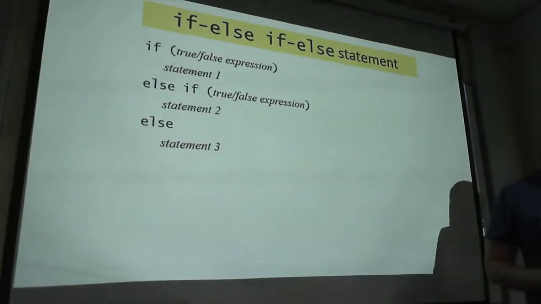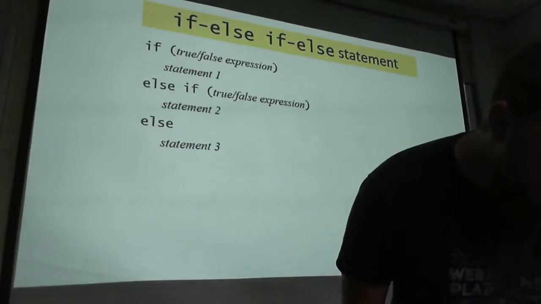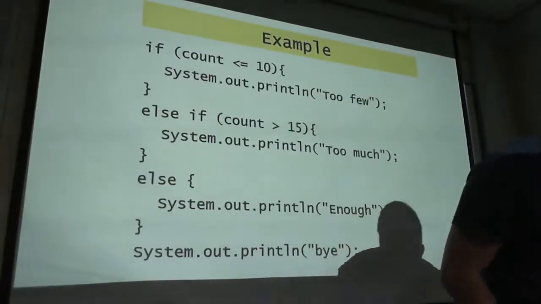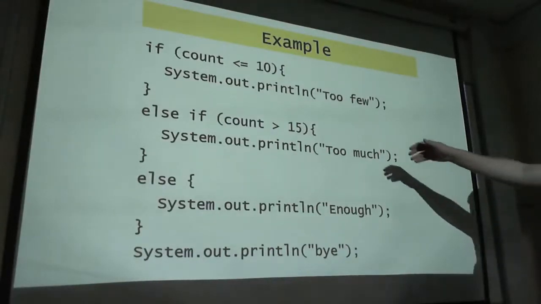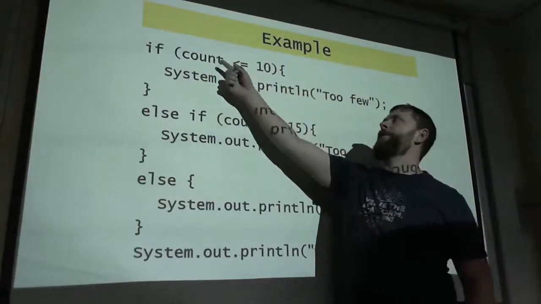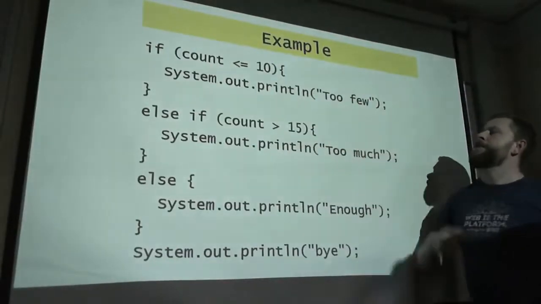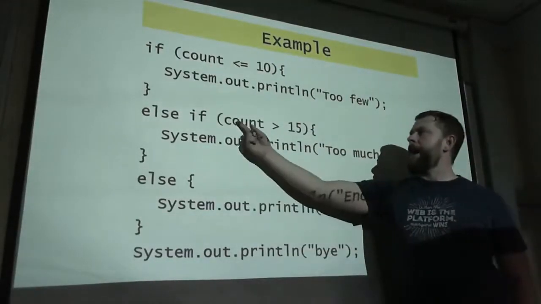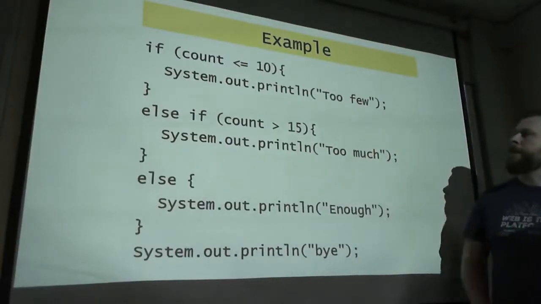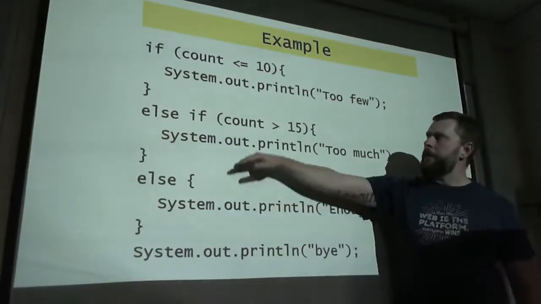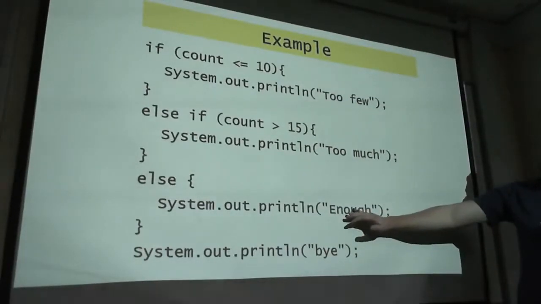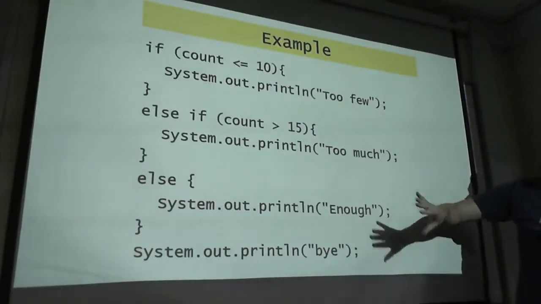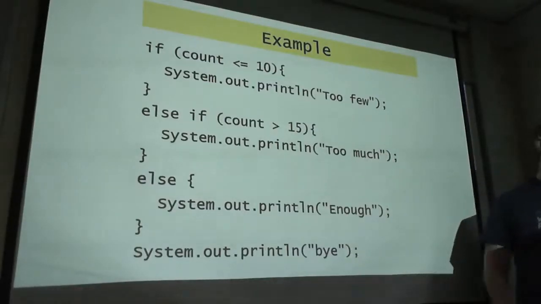So let's have a look at an example here, and then we'll turn back to our numbers to categorize if it's not positive or it's not negative. Here we have our if statement with our evaluation. If count is less than or equal to 10, we're going to print out too few. Otherwise, if count is greater than 15, we're going to print out too much. And if it doesn't match either of those two, well then we are going to print out enough. And regardless of where it goes, it's always going to print out bottom.